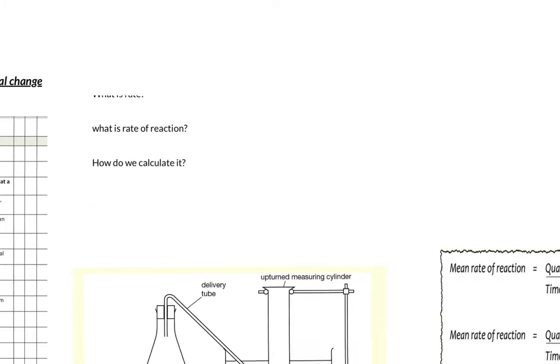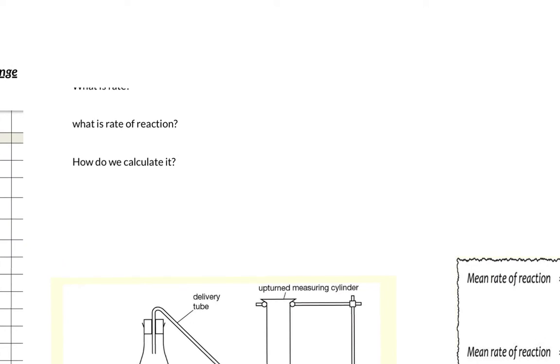Well, these 3 questions are here for you to have a little think about. Now, feel free to pause this video now to have a discussion about what these 3 questions mean. Alternatively, you can write them independently. Now, rate describes the speed at which something happens. And normally when we talk about rate, we talk about something happening over time.